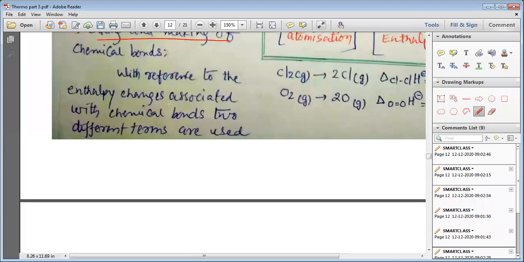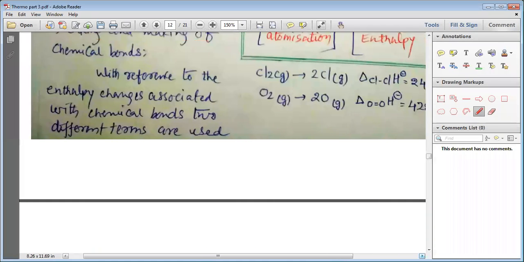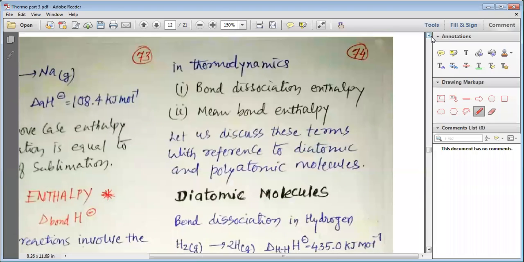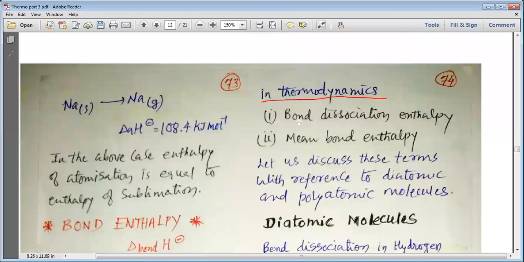With reference to the enthalpy change associated with chemical bonds, two different terms are used. So now we want to understand those two terms which are used when we study bond dissociation or bond enthalpy. These two terms used in thermodynamics are bond dissociation enthalpy and mean bond enthalpy. So please understand that for bond enthalpy there are two terms used. One is bond dissociation enthalpy, another one is mean bond enthalpy. Let us see what this is.